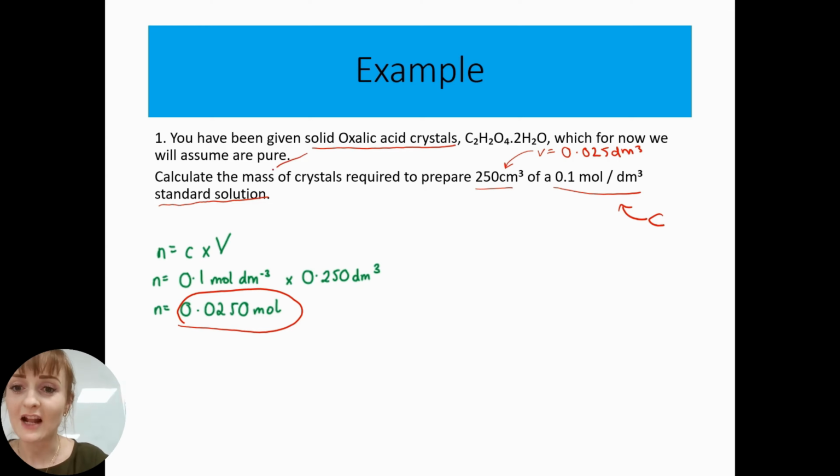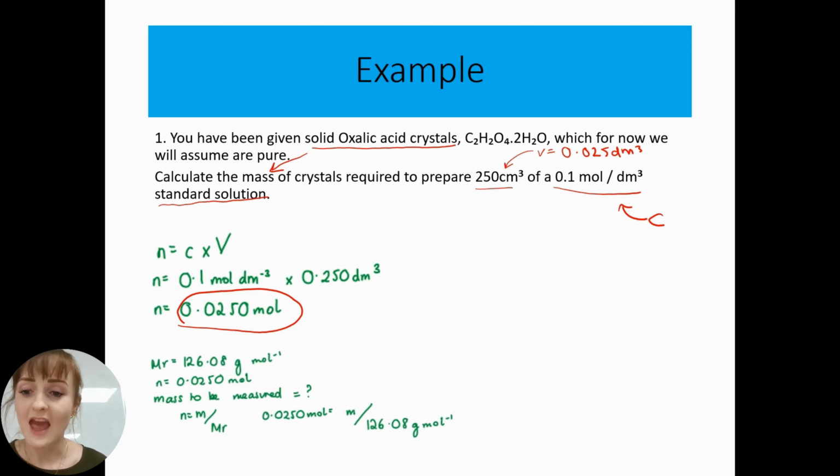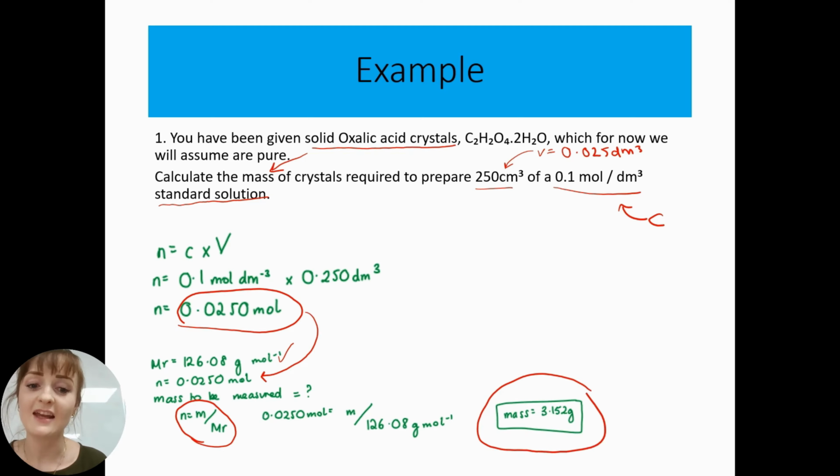However, IB wants you to calculate a mass. So now that you have the moles, if you link that to the molar mass, which you can just calculate from the periodic table, you'll be able to determine the mass that's required. So using n = m / Mr, and the number of moles which you obtained in step 1, and the molar mass from the periodic table, you can calculate the mass of oxalic acid crystals which would be required.